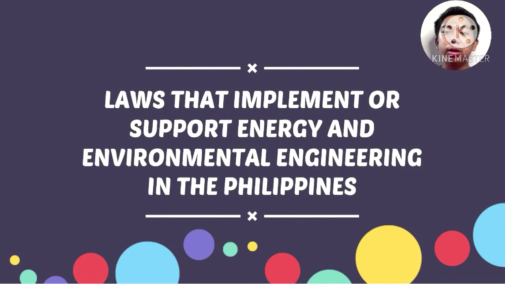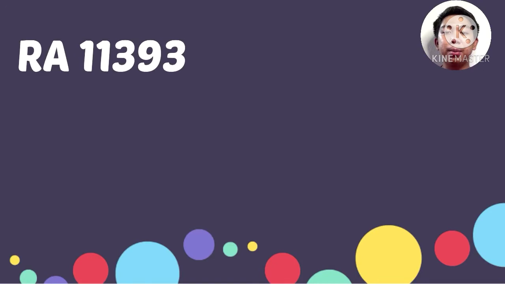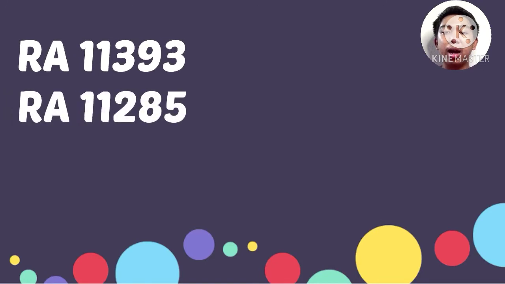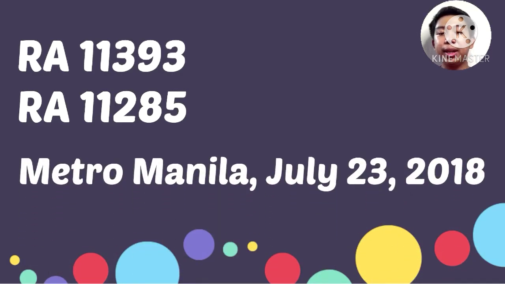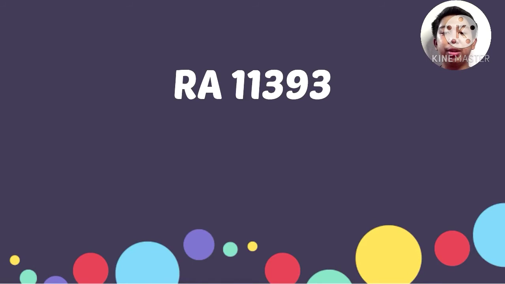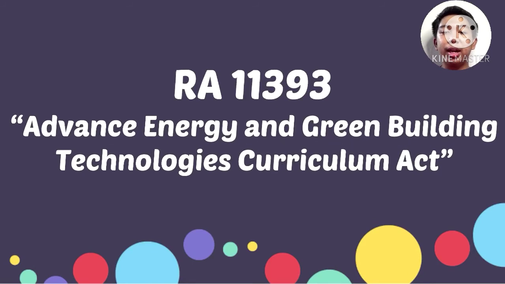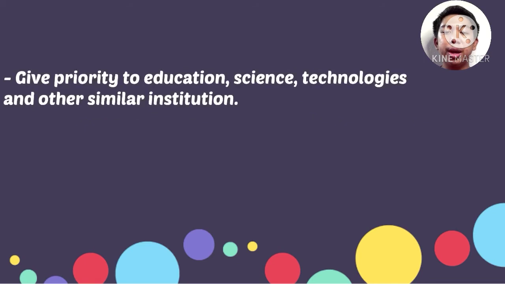Next are some of the laws that implement or support energy and environmental engineering in the Philippines. Here, I'm going to talk about two Republic Acts: Republic Act number 11393 and Republic Act number 11285. These two Republic Acts were signed in Metro Manila, July 23, 2018. First, we will talk about Republic Act number 11393, also known as the Advanced Energy and Green Building Technologies Curriculum Act.